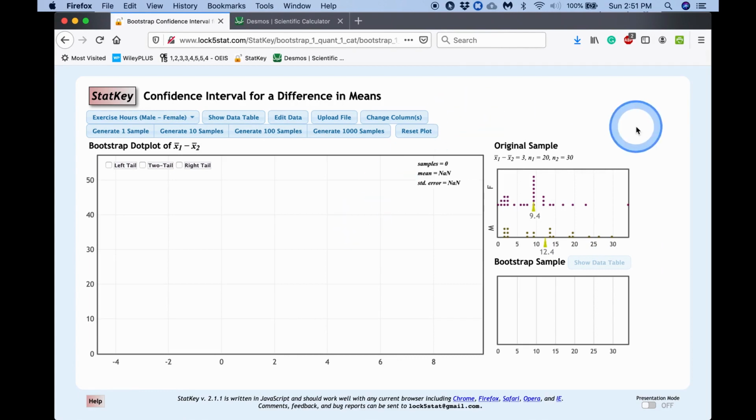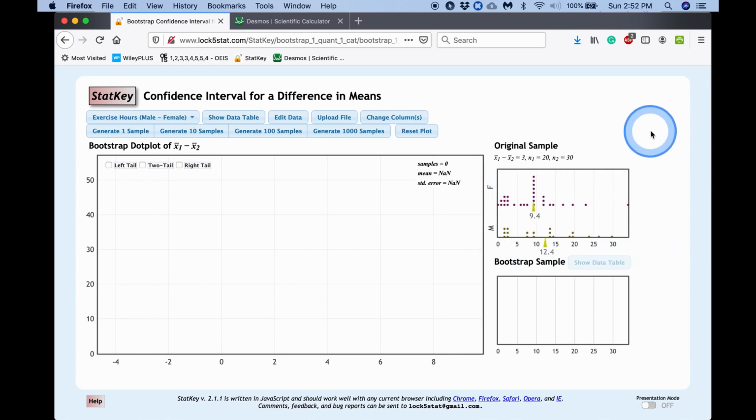And we can see in StatKey that when we get to confidence interval for a difference in means, the exercise hours file is the default file. Now, before we start generating the bootstrap sampling distribution, let's take a look at the original sample just so we can get comfortable with what's going on here. So the data is split into the male category and the female category, and StatKey is using subscripts to denote the different groups. Even though the females are listed on top and the males on the bottom, the males are category 1 and the females are category 2.